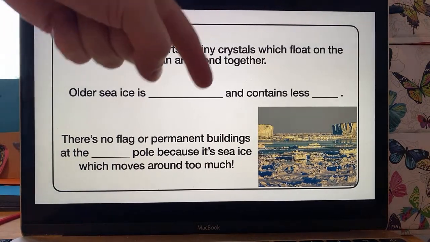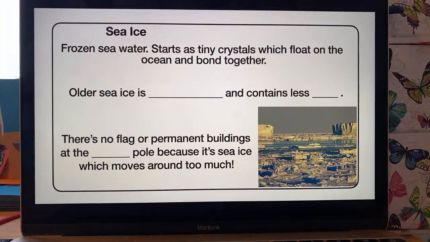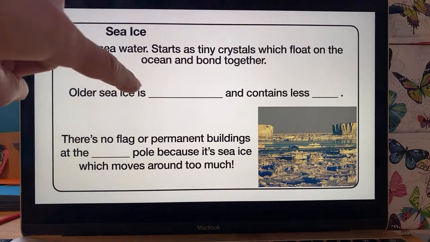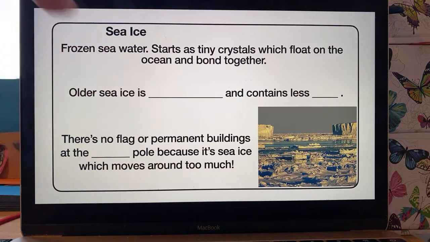But I quite liked that, I was getting loads of different words on Facebook yesterday. Older sea ice is something and contains less something. Can you just complete that sentence so that it makes sense? There's no flag or permanent buildings at the something pole because it's sea ice, which moves around too much. Have a go at those. If you're feeling fancy, you could find as many words as you can to put in that first box and still make the sentence make sense.